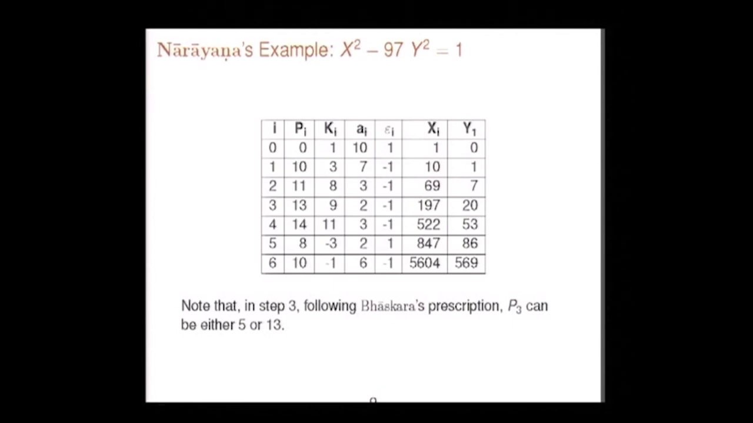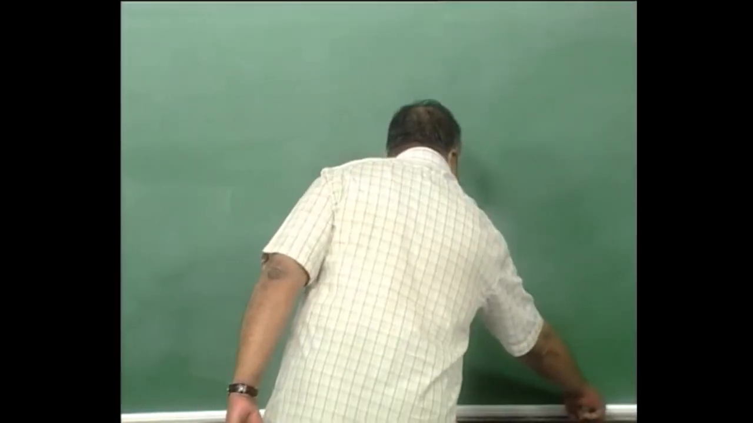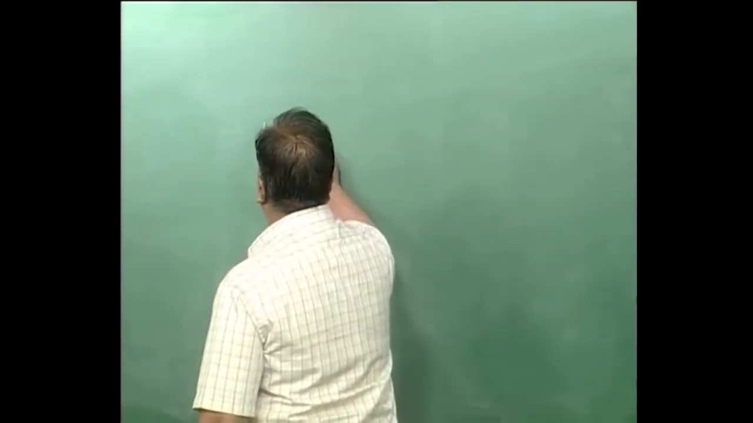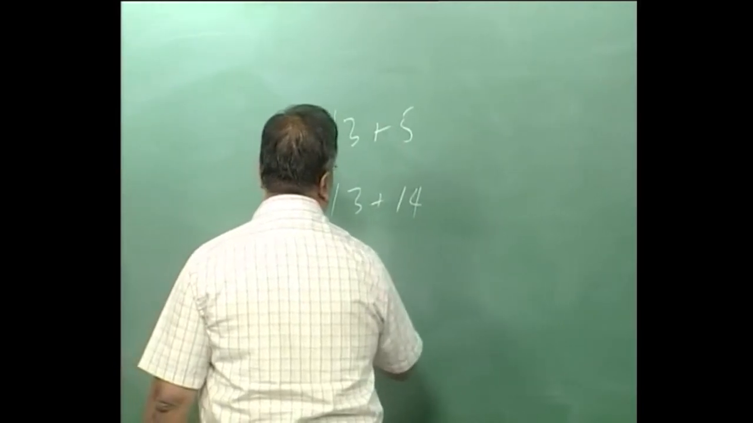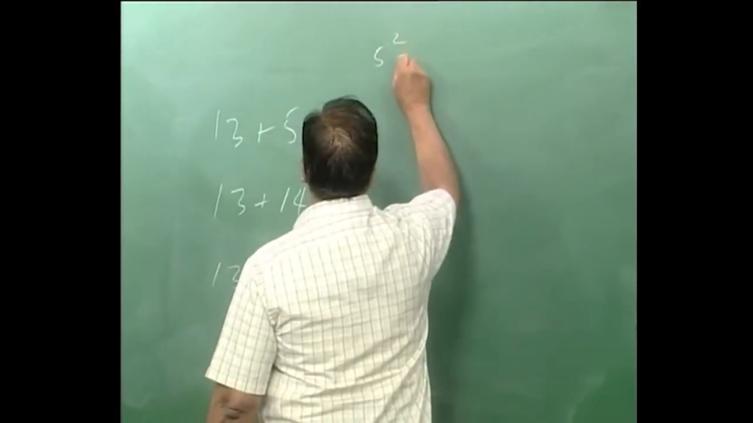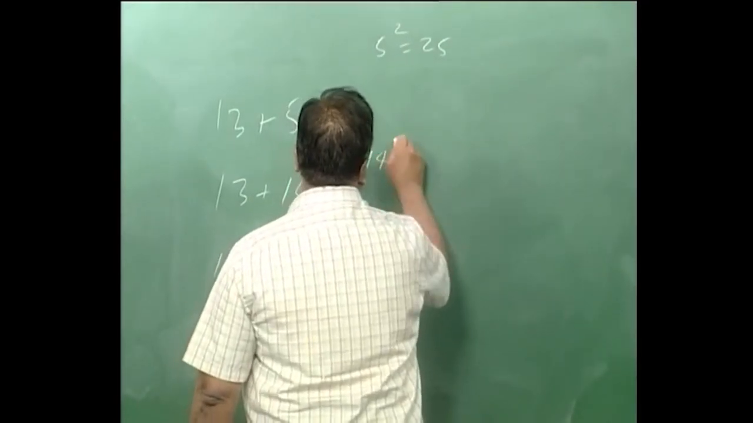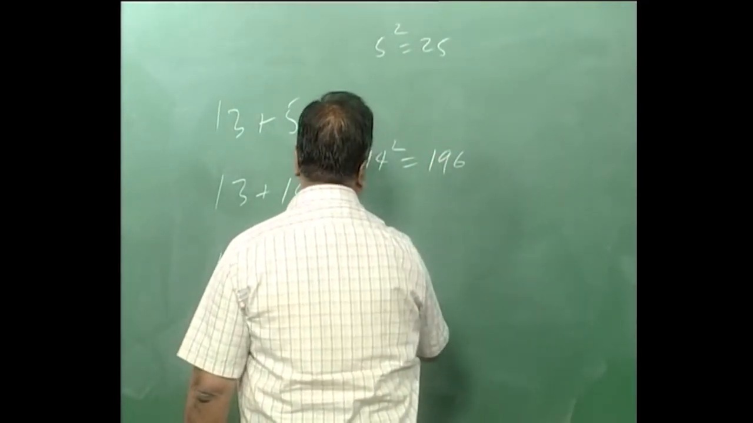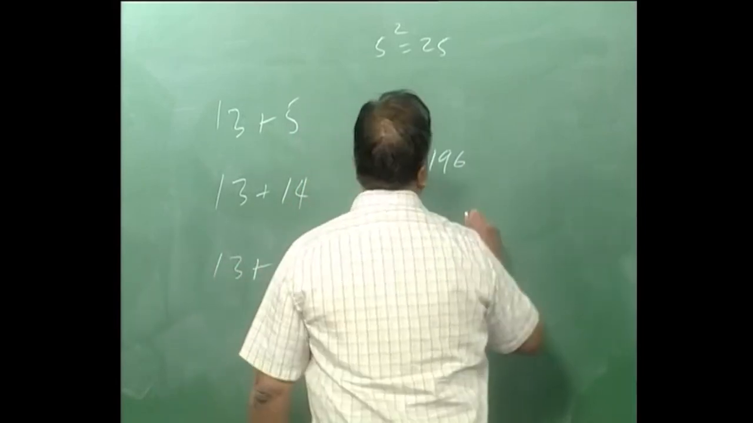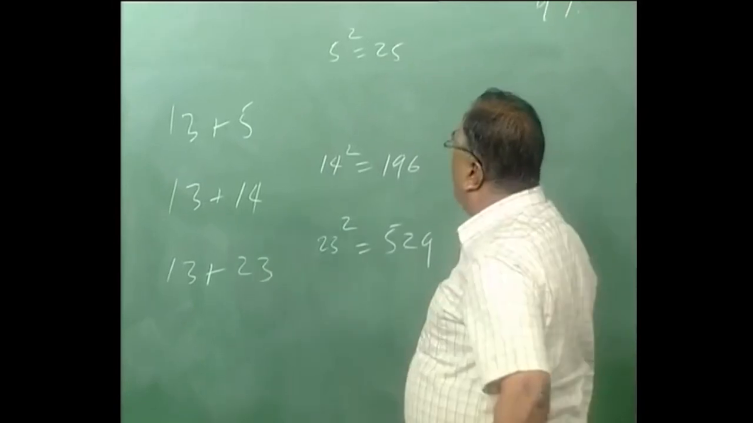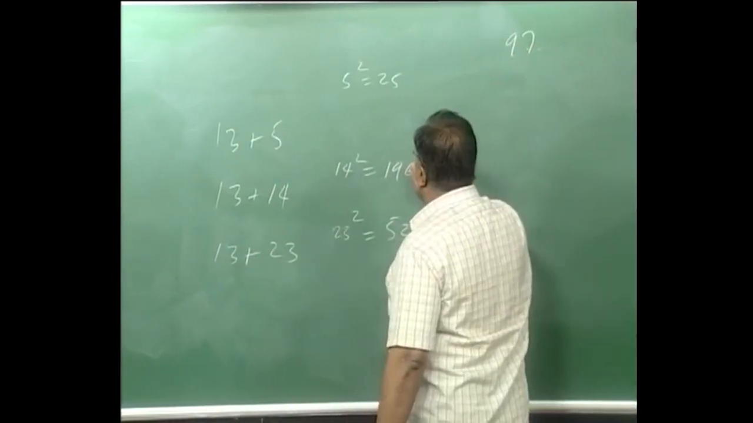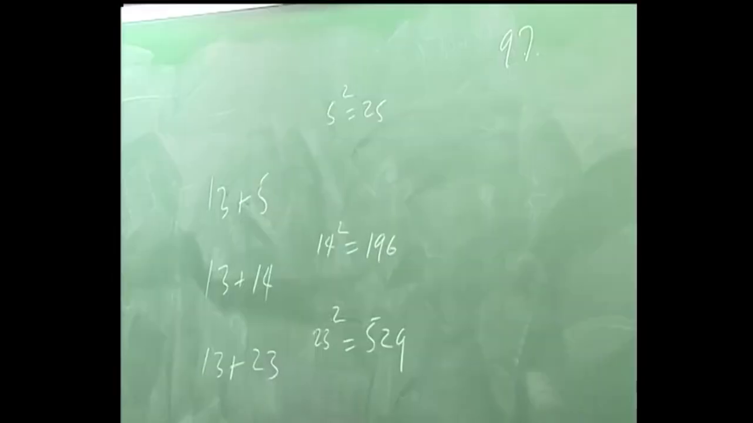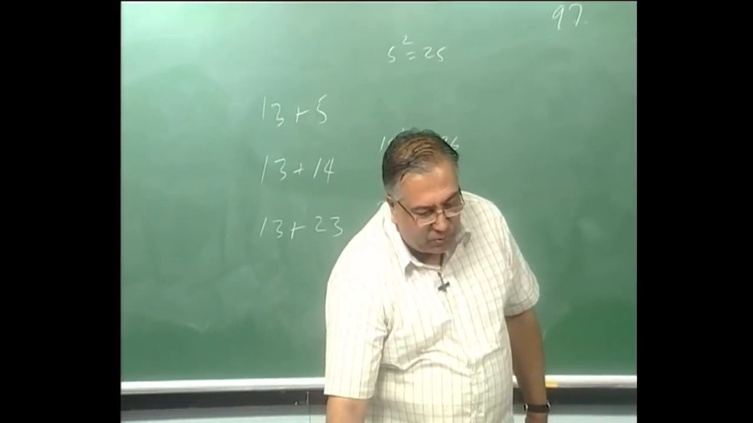So to 13 you add a number such that the sum is divisible by 9. So to 13, what are all the numbers you can add? 13 plus 5 is divisible, 13 plus 14 and 13 plus 23. Now 5 squared is 25, 14 squared is 196, 23 squared is 529. Now your number is 97. So if you proceed the Bhaskara way, you can see that 25 is closer to 97 than 196. So if you had gone the Bhaskara way, at this stage you would have had to put 5.